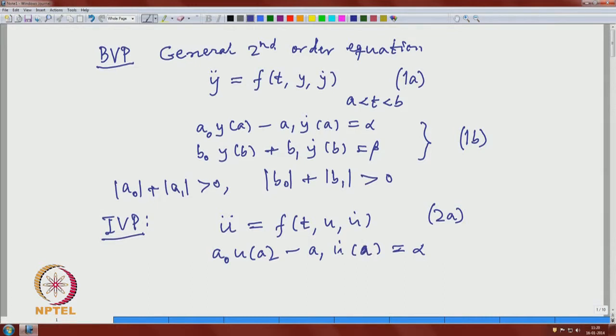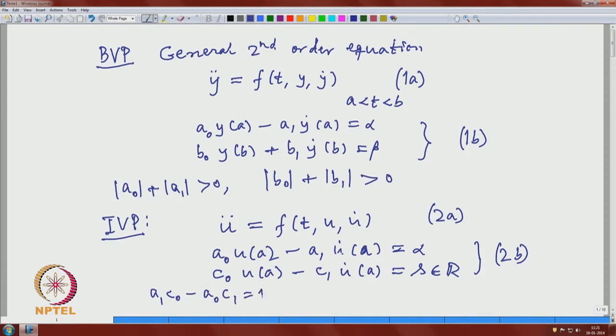And now, since it is a second order equation, we want to impose one more initial condition, and we want it to be independent of the first one. So, this is c 0 u(a) minus c 1 u dot(a) equal to s. S is a parameter at our choice, again a real number, and this is 2b. And by independence, what I mean is that we have fixed c 0 and c 1 such that a 0 c 1 minus a 1 c 0 is not zero.